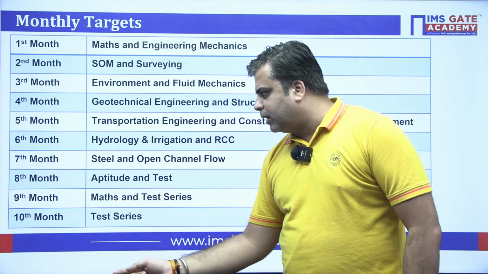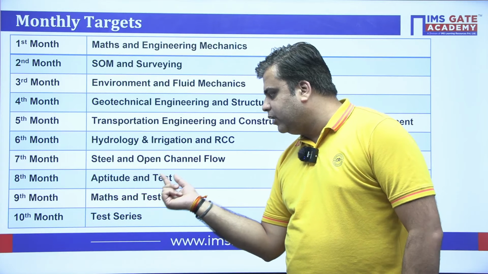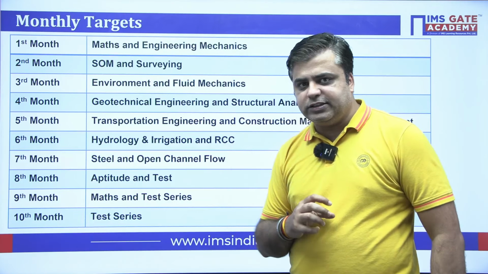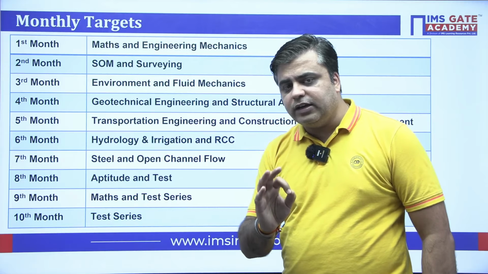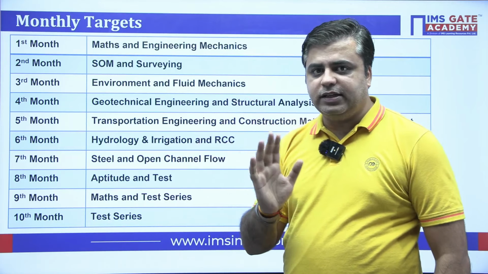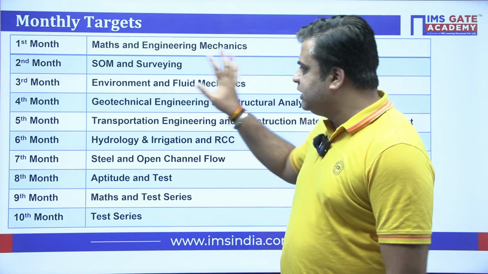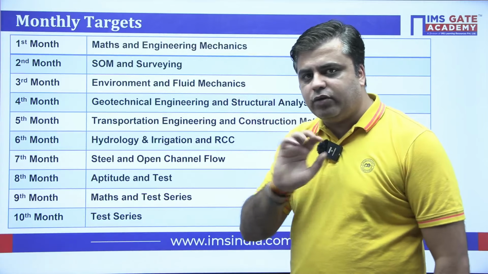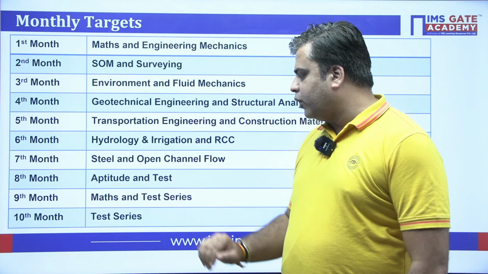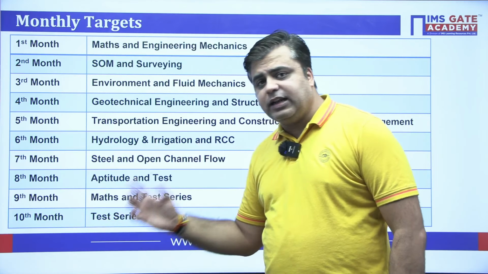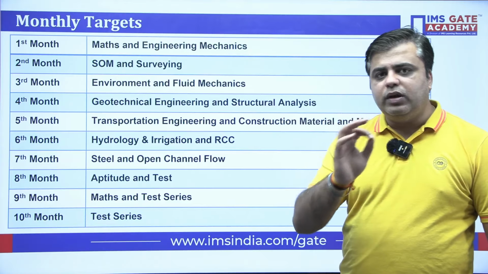For the 8th month, you go for aptitude and you start taking up the test series. We will talk about the revision, and about how to take the test series. Don't worry about that. This is just the monthly target that you need to take. For the 9th month, you go for maths and test series, and for the 10th, last month, you need to only go for test series.